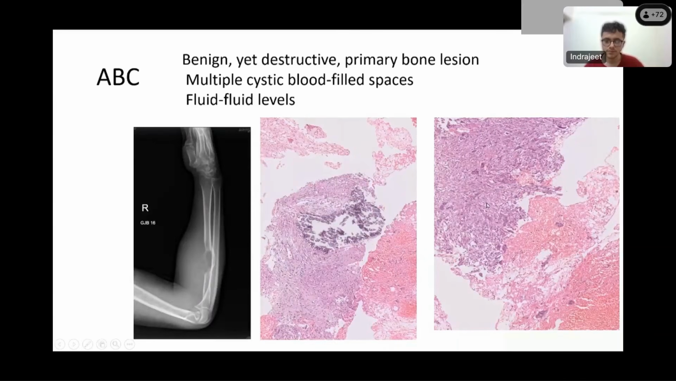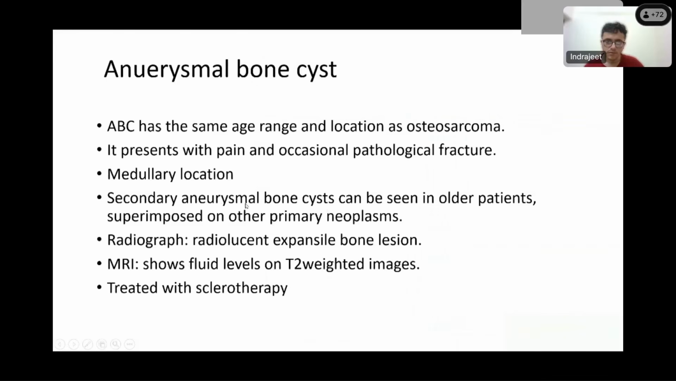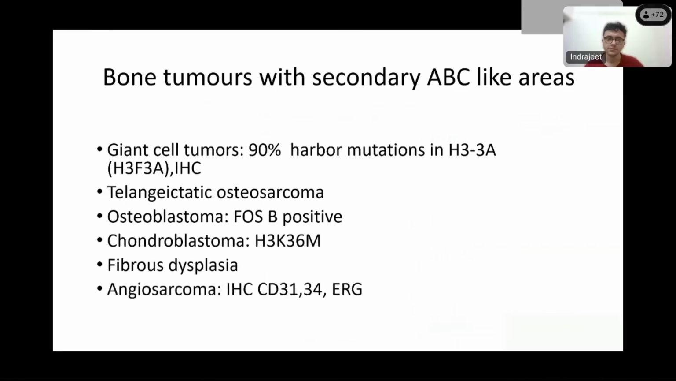One condition is aneurysmal bone cyst. This also contains multinucleate giant cells. This will have, obviously as the name goes, aneurysmal blood spaces. This is the blue bone that is seen in the ABC. These lesions are associated with USP6 translocations. Why I'm showing you the ABC is because there are so many bone tumors which show secondary ABC-like areas, and the important ones are giant cell tumors, telangiectatic osteosarcomas, osteoblastomas, chondroblastomas, fibrous dysplasias, and angiosarcomas.